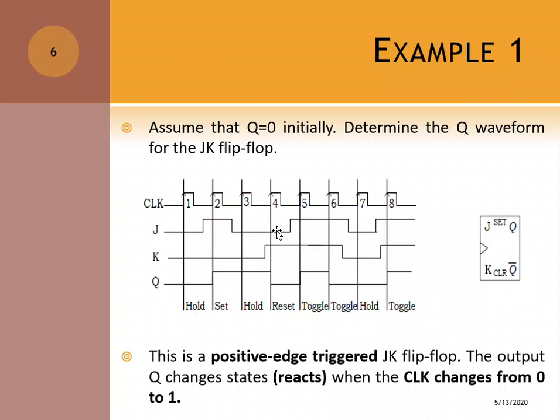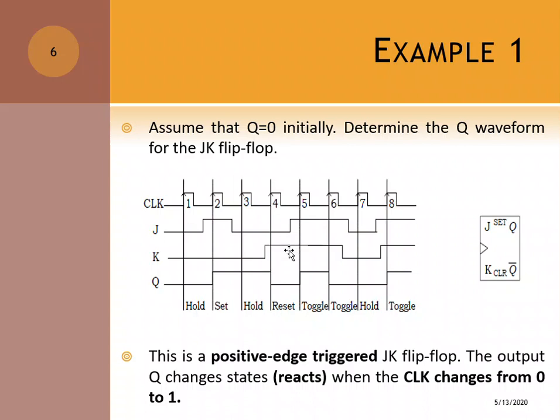Then bila we reach activation or positive edge trigger of clock 4, J0, K1. Yang ni mode reset. Okay, barulah Q ni berubah menjadi 0. Then, in the middle of interval clock 4, antara clock 4 dan clock 5 ni, J berubah menjadi 1. Okay. K masih lagi 1.